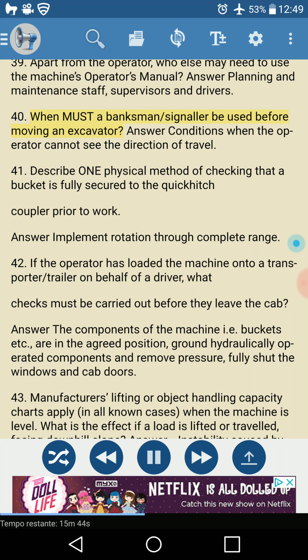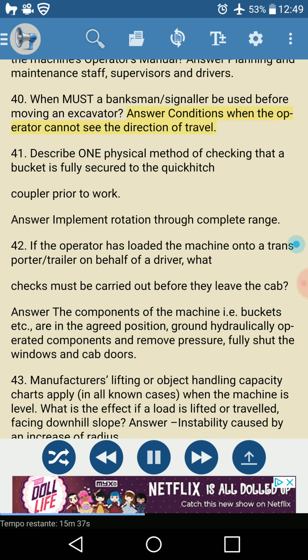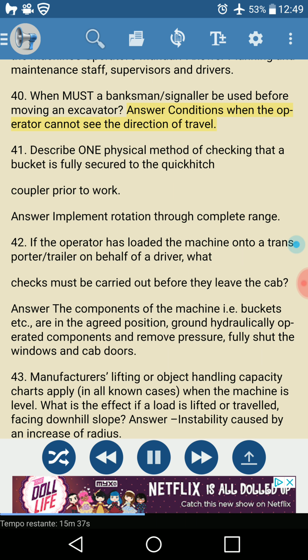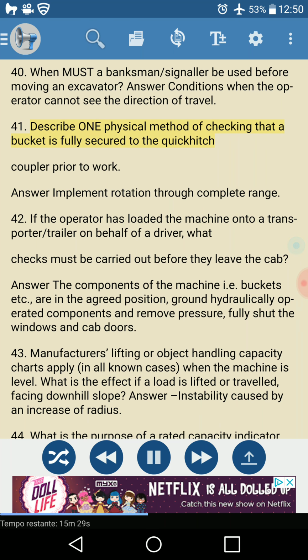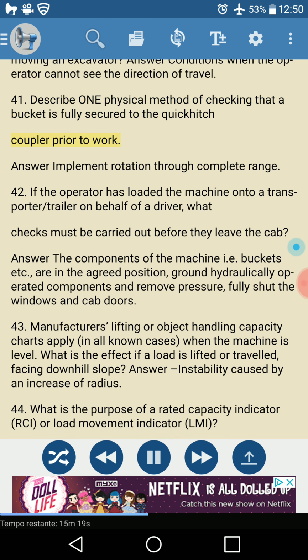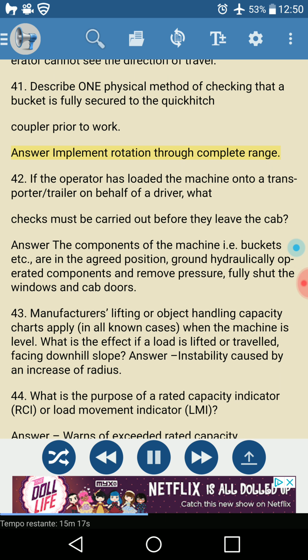40. When must a banksman, signaller be used before moving an excavator? Answer: conditions when the operator cannot see the direction of travel. 41. Describe one physical method of checking that a bucket is fully secured to the quick hitch coupler prior to work. Answer: implement rotation through complete range.